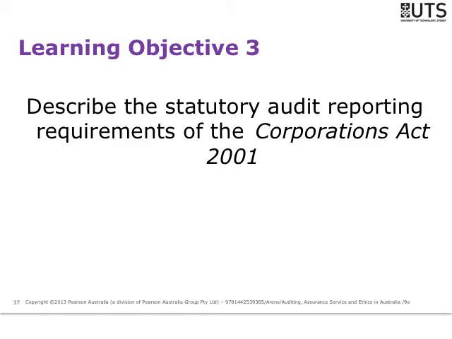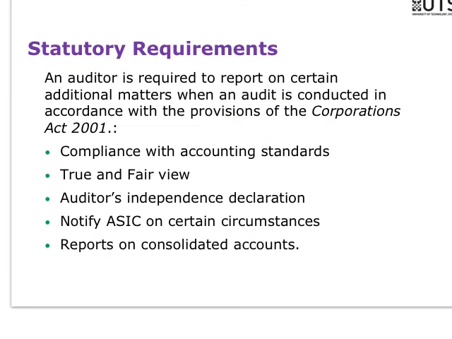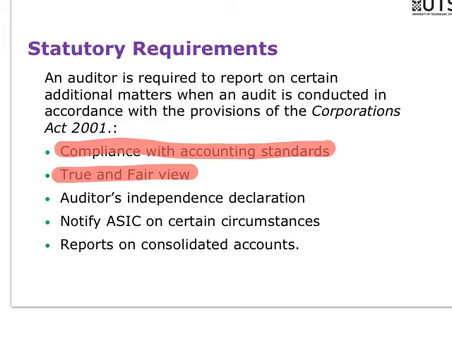Learning objective 3 is to describe the statutory audit reporting requirements of the Corporations Act. So the statutory requirements require, as we talked about, compliance with accounting standards, so AASB, and require that there is a true and fair view. So all companies will use the exact same format in terms of the annual report to disclose their financials. The auditor's independence declaration, the auditor says that they are free from any bias. We notify ASIC if there are any situations that occur.